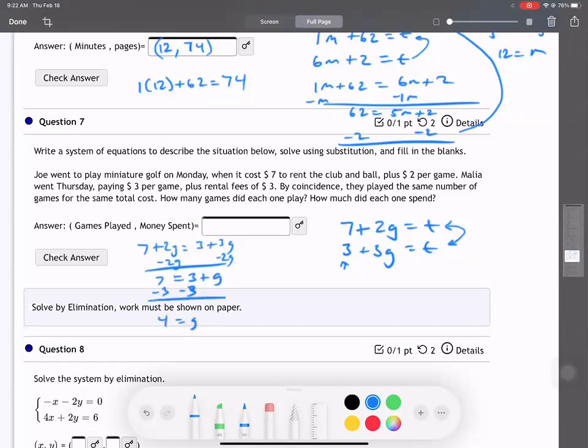So we know it costs them $4 per game. Great. $4 per game. Well, how much did it cost total? 7 plus 2 times 4 is 7 plus 8, which is $13. Let's see if it's the same for the other one. 3 plus 3 times 4 is 3 plus 12, so that's $15. So yes, they played 4 games and it cost them $15.